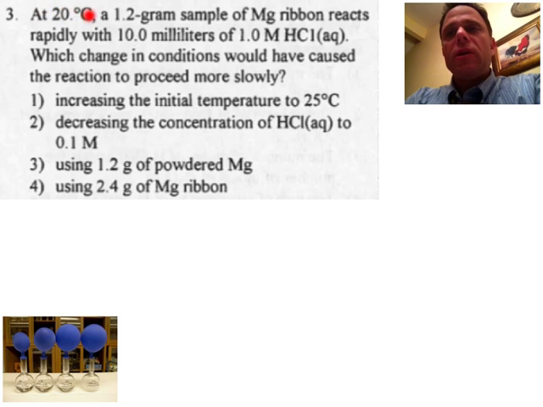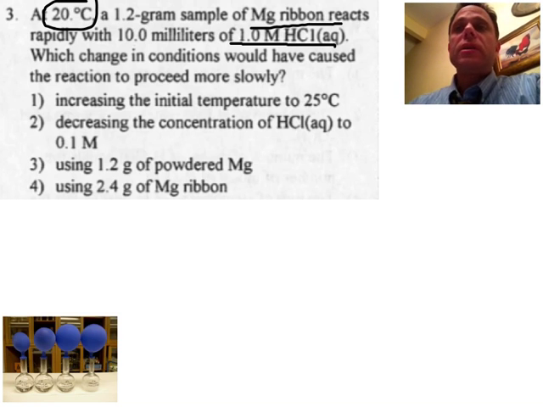Question 3. At 20 degrees Celsius, a 1.2 gram sample of magnesium ribbon, which we use in class, reacts rapidly with 10 milliliters of 1 molar hydrochloric acid, aqueous. That suggests it's hydrochloric acid. Which change in conditions would have caused the reaction to proceed more slowly? We want to slow it down. Again, we have magnesium ribbon and 1.0 molar hydrochloric acid, at 20 degrees Celsius. Which one of these will make it go more slowly?